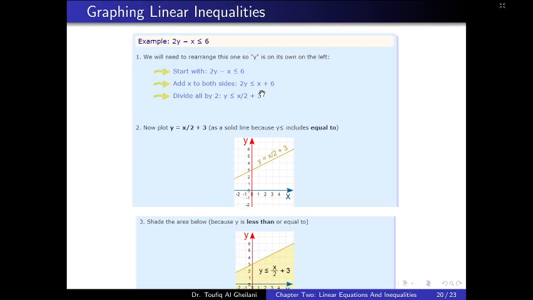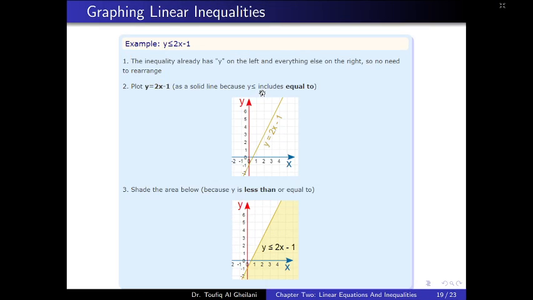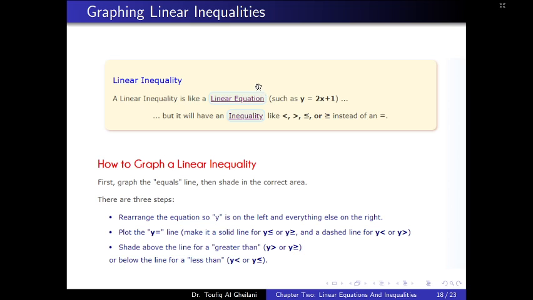In week 8, we are going to finish chapter 2. In this lecture, we are going to explain how to graph linear inequalities. Actually, there are 3 steps we can follow to graph a linear inequality.